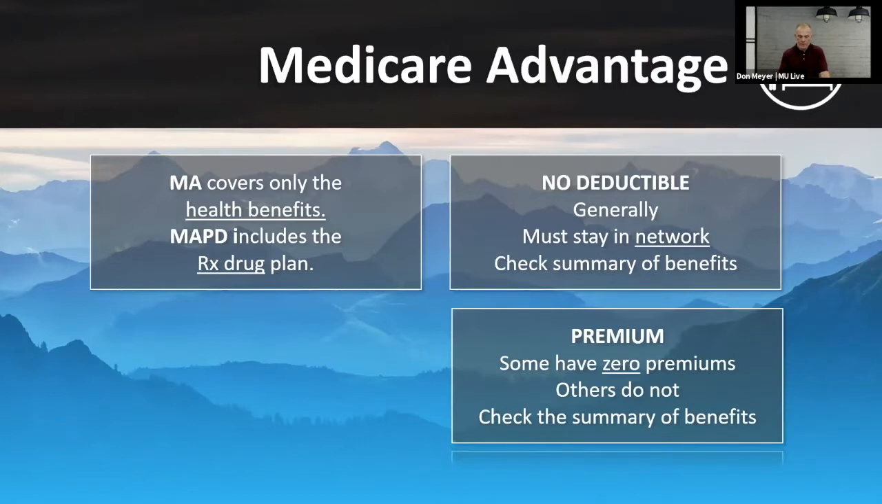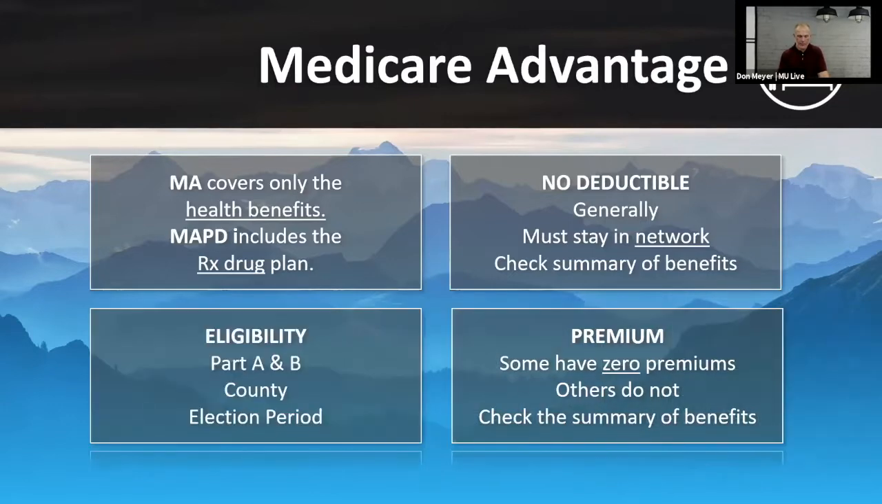Now, premiums. Some have zero premiums, others do not. So there's no line on your workbook there for that. Put that in there: some do not. It just depends upon where you live. Again, check the summary of benefits.